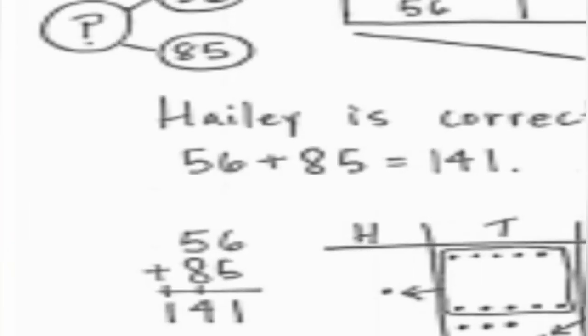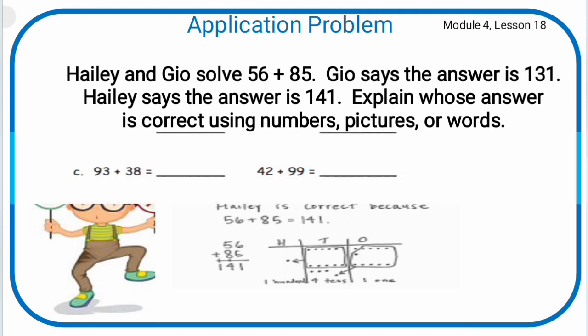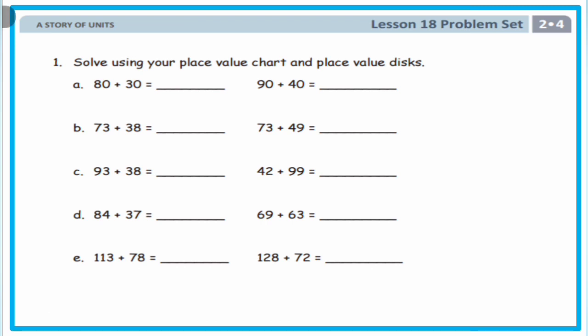Good. Jill made a mistake because the ten that was moved from the ones to the place of tens, she didn't add it up. So she only added 5 plus 8 and forgot about the ten she brought from 11. So Haley is correct because 56 plus 85 is 141.